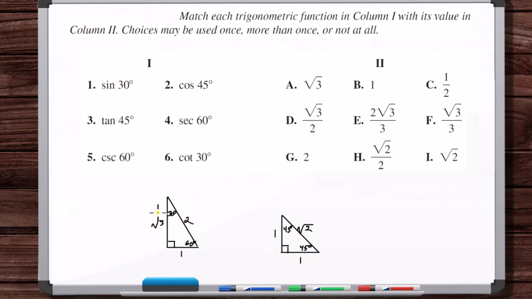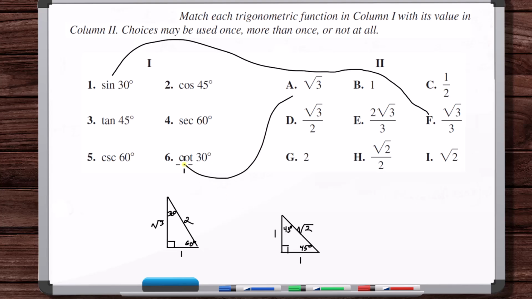So, sine of 30 is opposite over hypotenuse. That's 1 over root 3. Multiply that by root 3 over root 3, and you get root 3 over 3. So 1 matches with F. What about cotangent of 30? That would not be opposite over adjacent, but adjacent over opposite. That's root 3. There's no other 30.